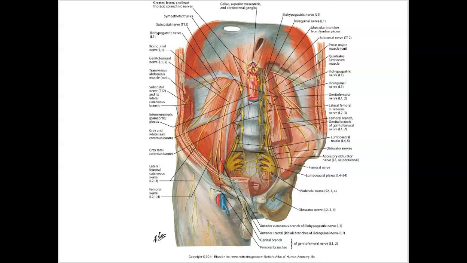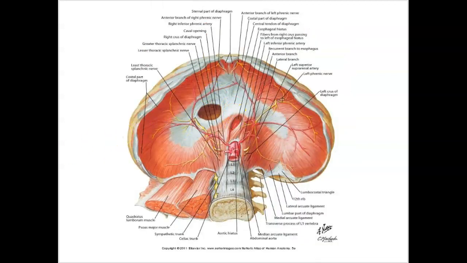Now, if we look at the diaphragm, just a review of the diaphragm, this is from underneath. This is an inferior view from the abdominal cavity looking up toward the thoracic cavity. You'll see that it's held in place by a sternal portion where it attaches to the sternum and the xiphoid process here. There are also costal portions which attach it to the rib cage on the sides.